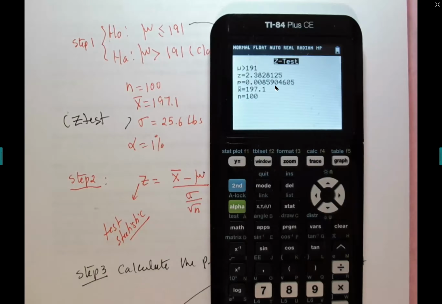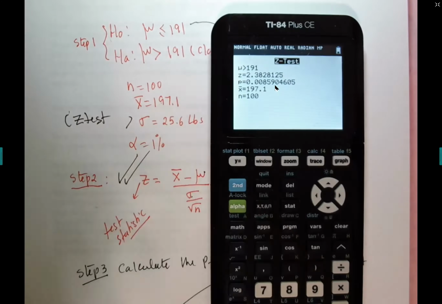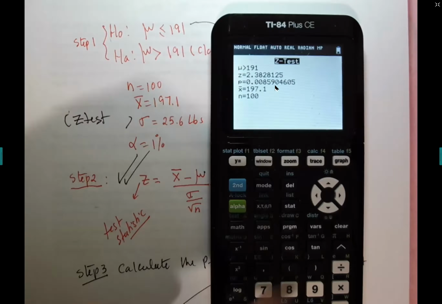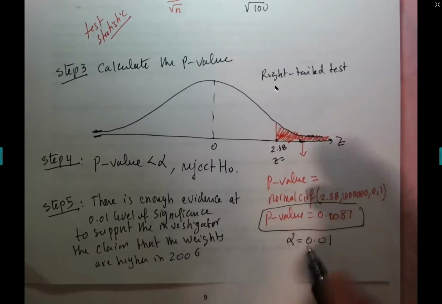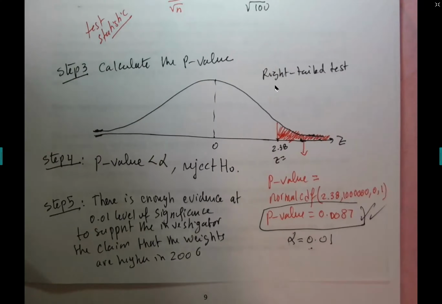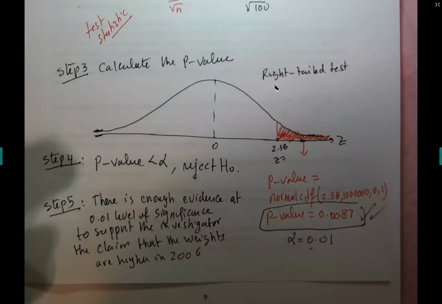Oh, we got Z and we got the p-value. That's step number 2, guys, done for you. And that's step number 3. It's already done for you. You see all the work I did? That's step number 3. You still have to do step number 4 by hand.